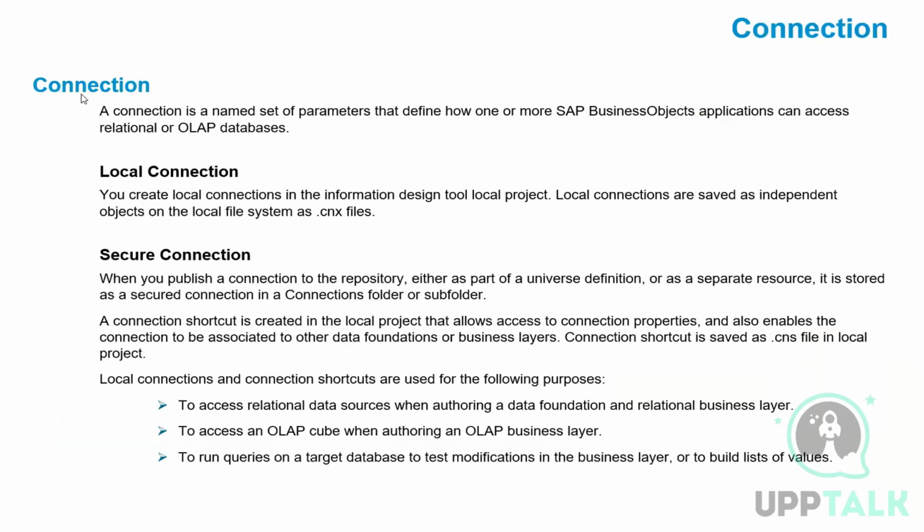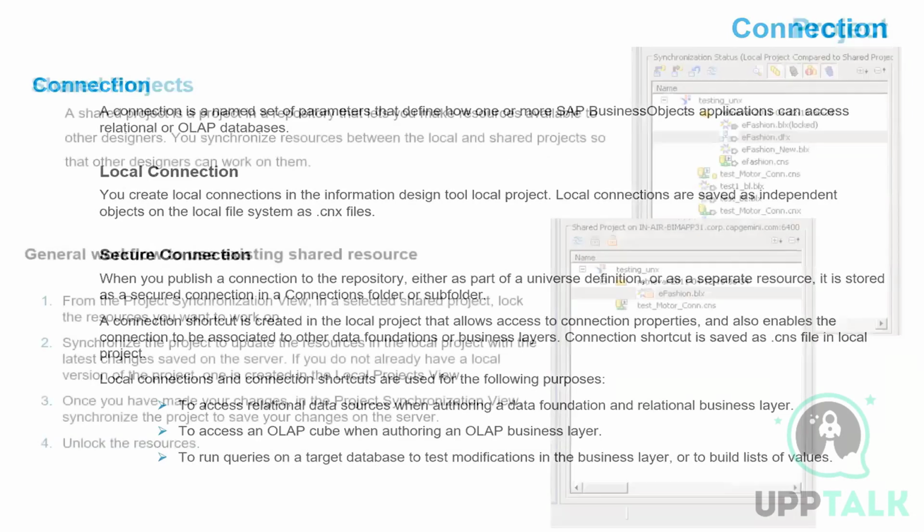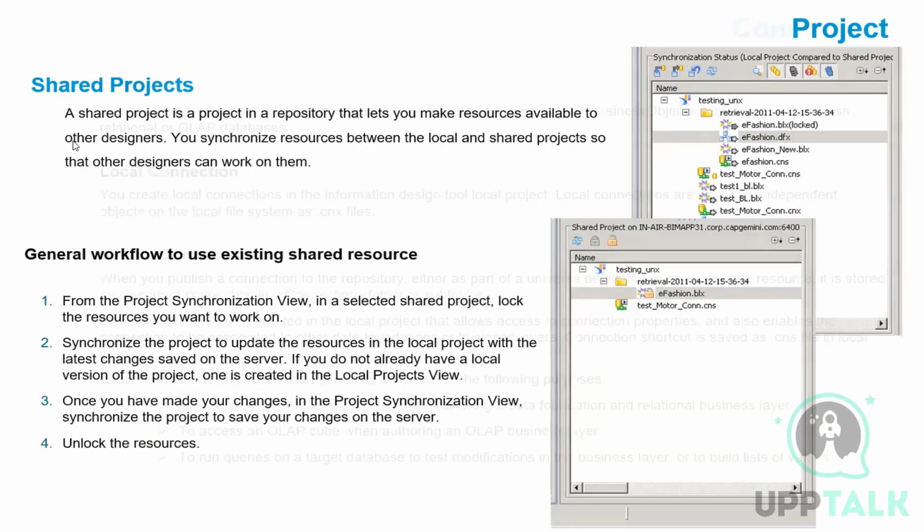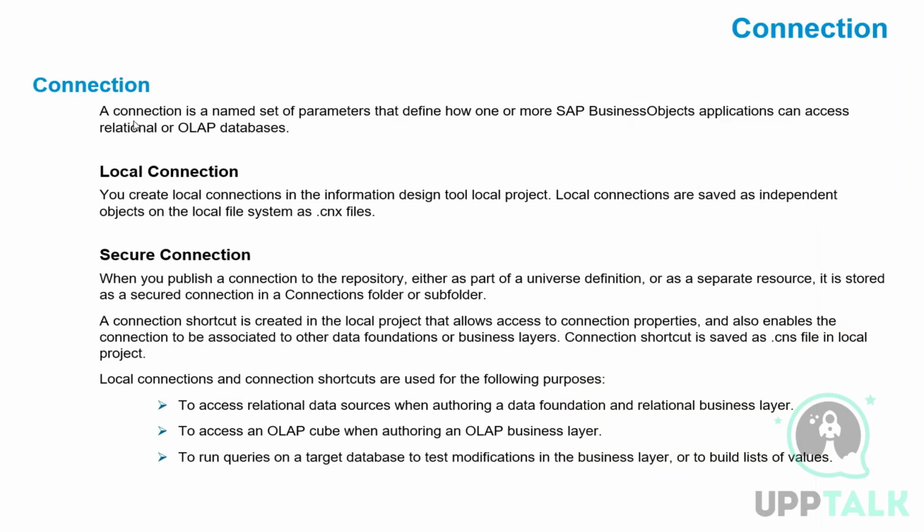So first, after creating a project, we have covered the local project and shared project. Then what we create is a connection. A connection is a named set of parameters that define how one or more SAP BOBJ applications can access a relational or OLAP database. It is like how you are going to access, whether it is a local connection or a secure connection. If you want to publish your universe to the repository, you always should have a secure connection.